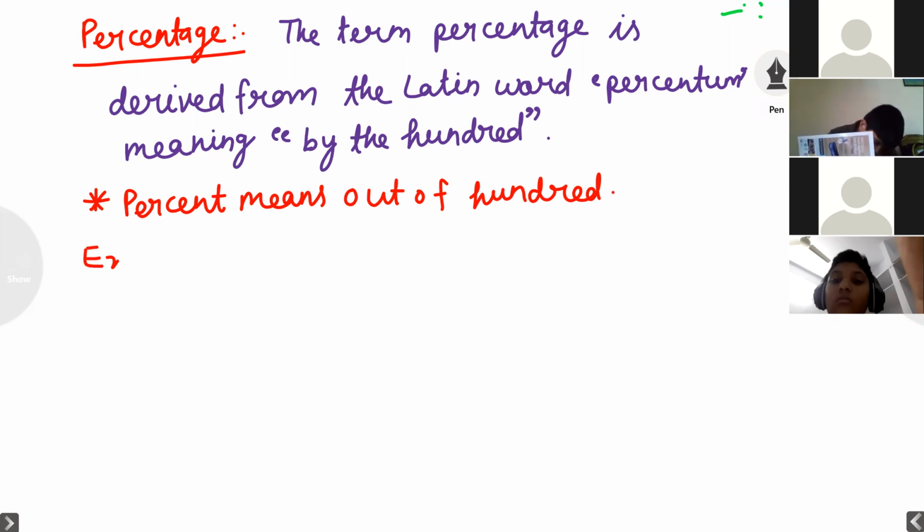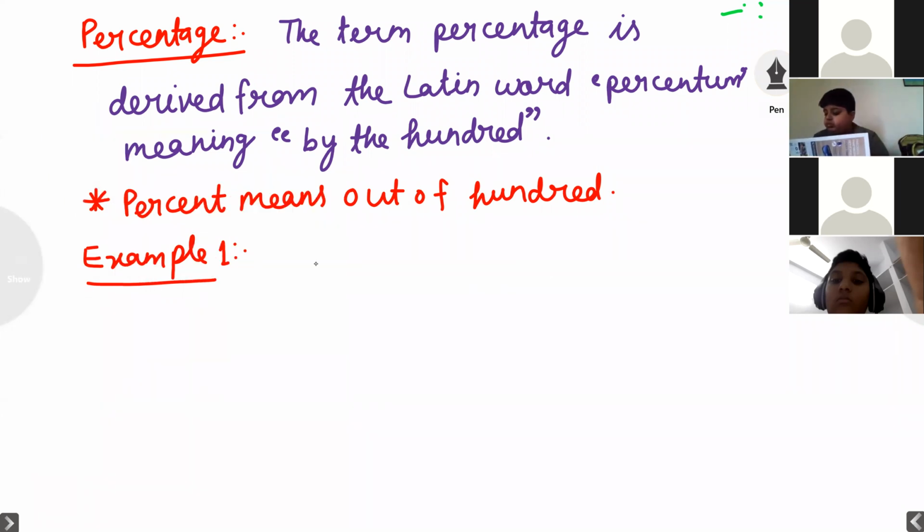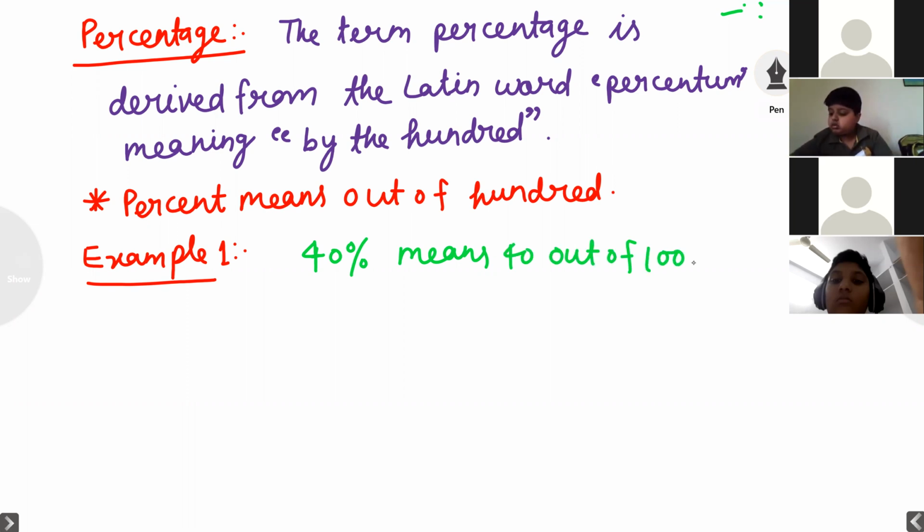Example. First example, 40%, the symbol of percentage, students. 40% means what? 40% means 40 out of 100. Or we can write 40 by 100.